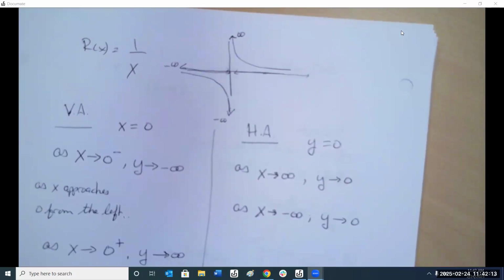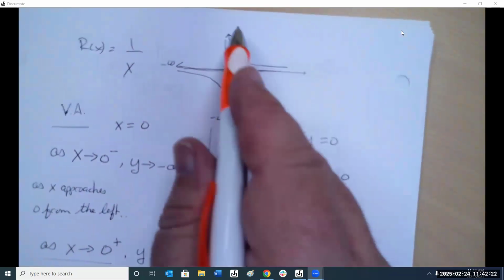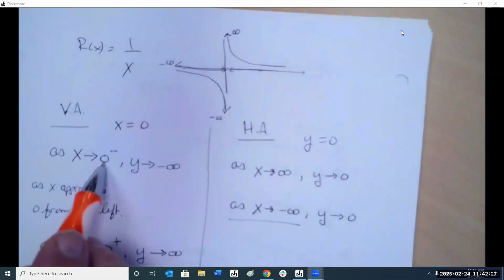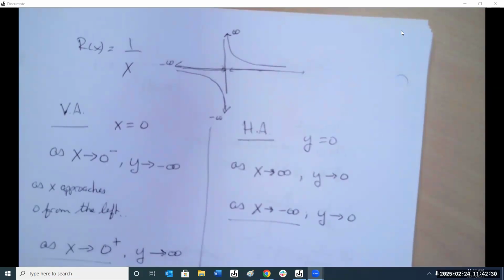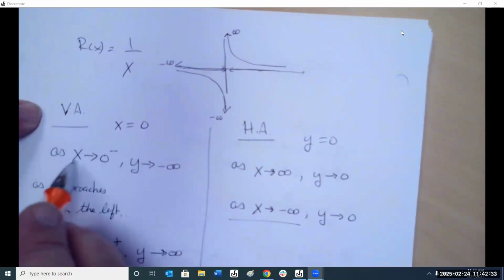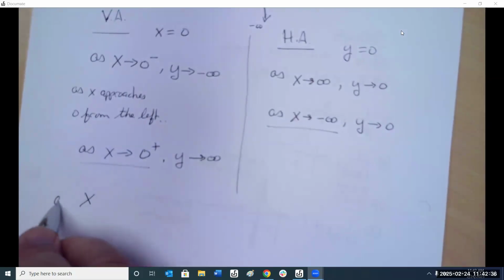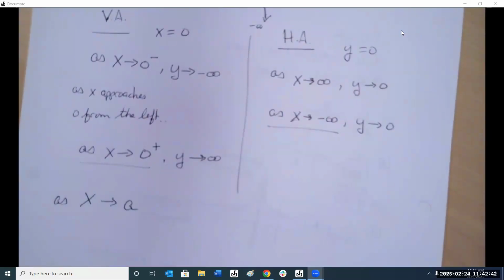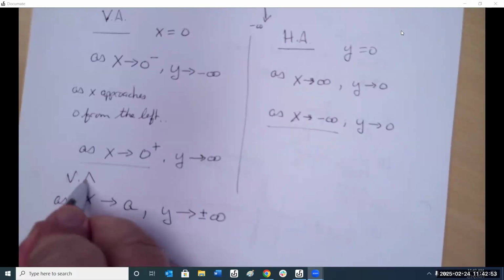These are important concepts because you notice, where is X going? In this case, the vertical asymptote is 0. If the vertical asymptote wasn't 0, let's say it was 5, then I'd go to 5, from the left to the right. So for a vertical asymptote, as our X value approaches some number A, whatever that vertical asymptote is, Y goes to positive or negative infinity. That's a vertical asymptote.